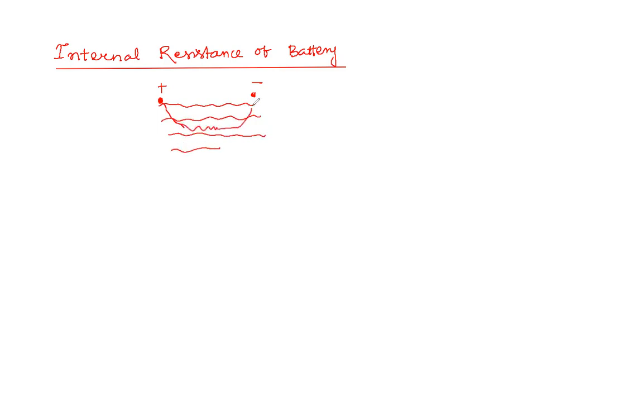So this is actually a very small amount of resistance that is offered by the chemical composition of the battery. This is represented as small r, while the load resistance or the external resistance is represented by capital R. So the small r is the resistance offered by the chemical composition of the battery, right?